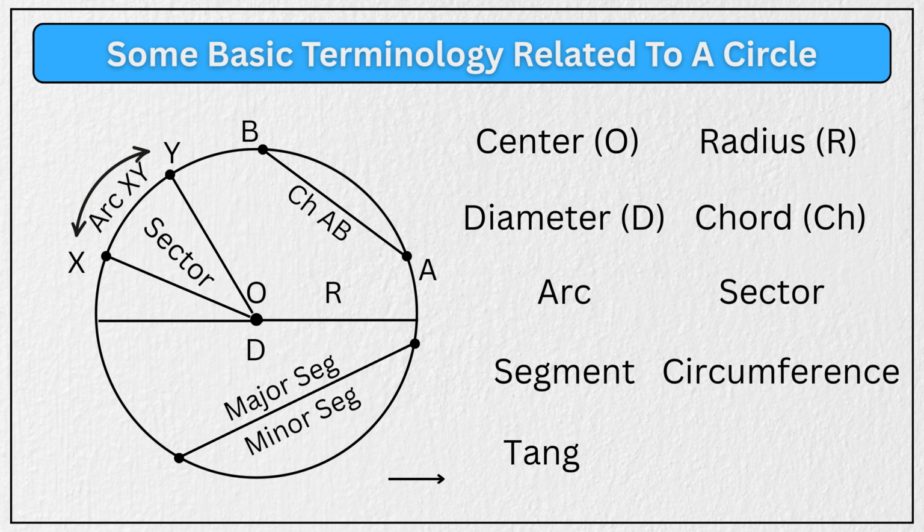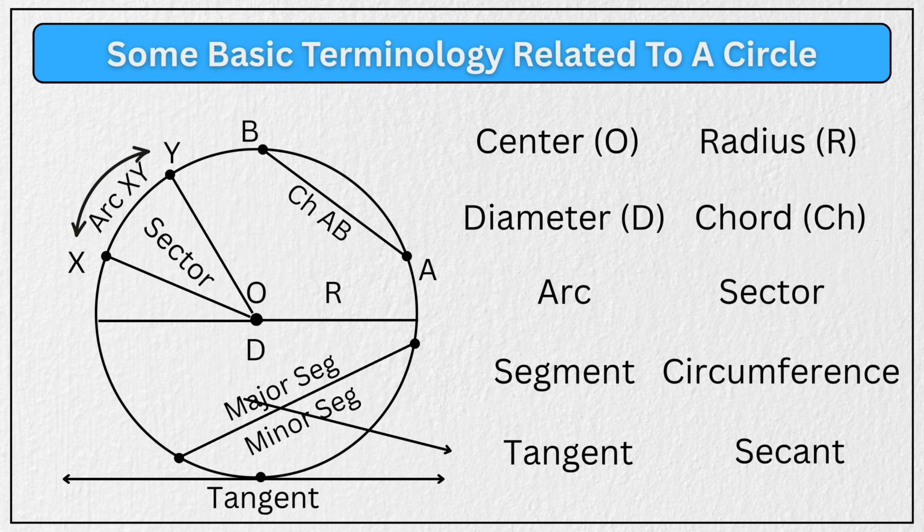A tangent is a straight line that touches the circle at exactly 1 point and does not enter the interior of the circle. On the other hand, a secant is a straight line that cuts through the circle, intersecting it at exactly 2 points like this.